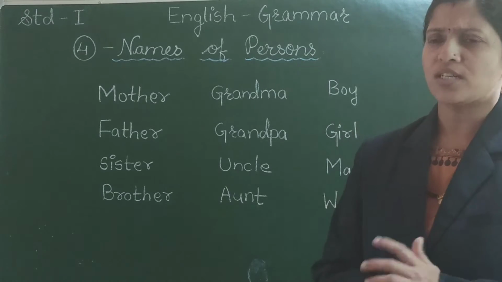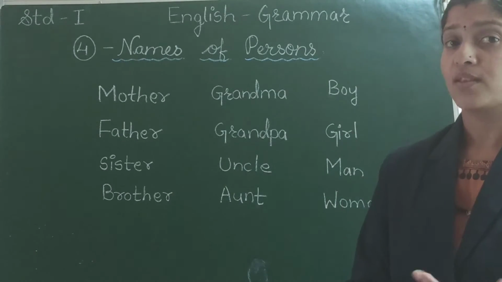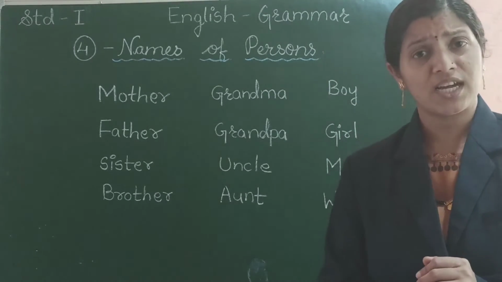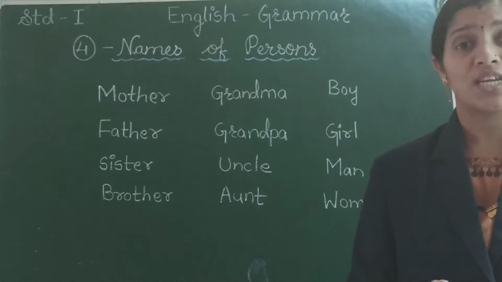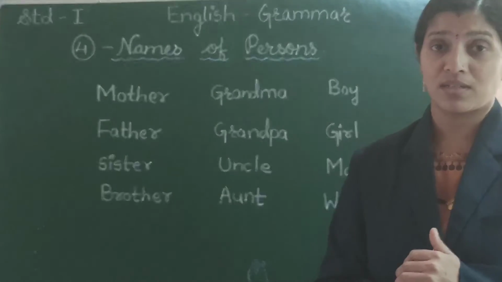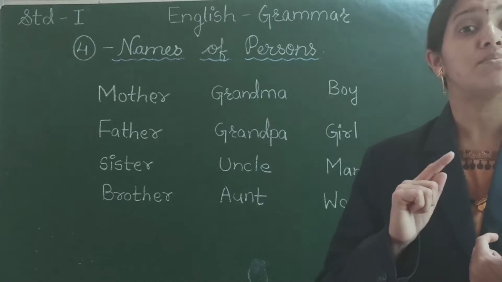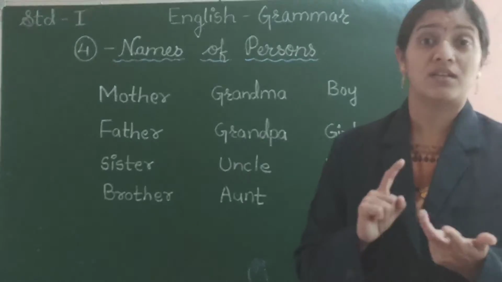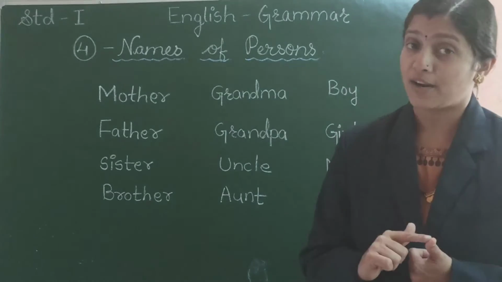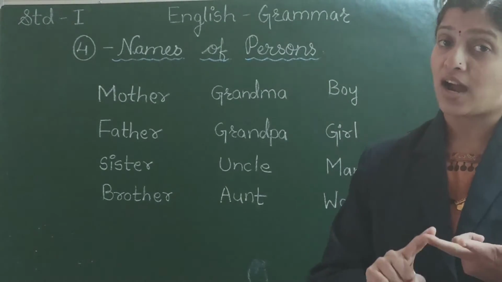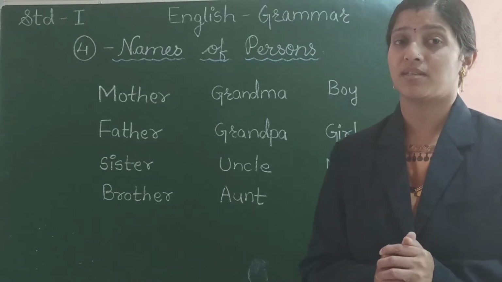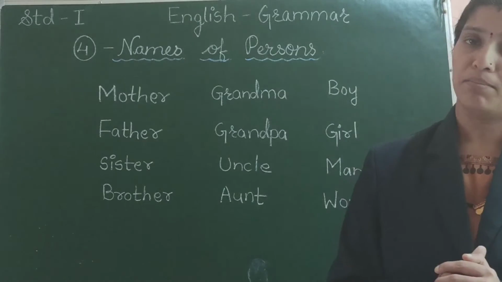Okay. So students, where do we live? We live in a house. But do we stay alone in the house? No. We stay with our family members. So who are these family members? Family members means mother, father, brother, sister, grandmother, grandfather, uncle, auntie, cousins. All these are our family members, and we stay with these members.